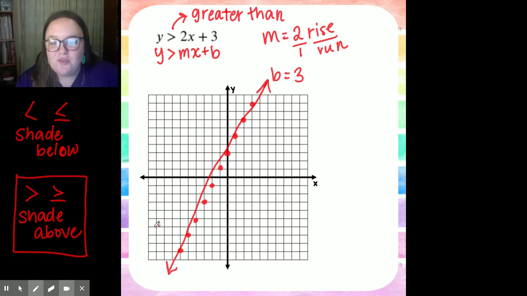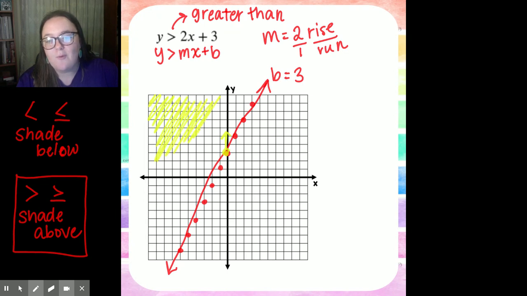Okay, so you automatically know, since we knew that rule already, right? We're learning these rules so we don't have to do all of those different test points. Since this is a greater than symbol, we're going to shade above. I'm going to do a different color so you can see me shade. If I go to my beginning point and draw an arrow up, that means all the side above is going to be shaded.